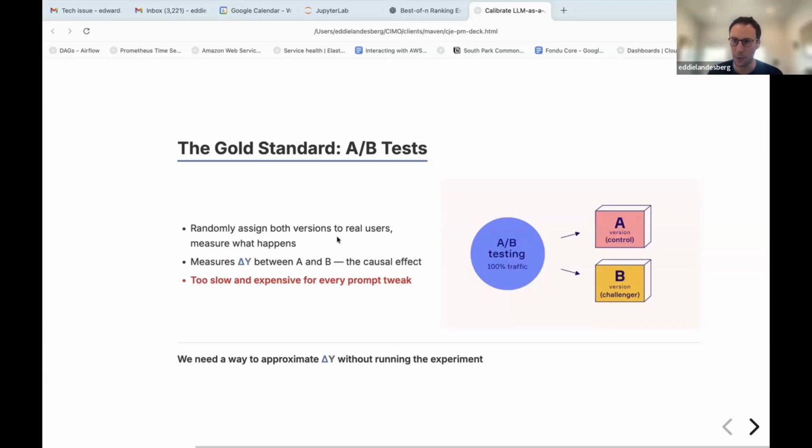The problem with this for LLM evaluation is that it's way too slow and completely impractical for most teams. Most teams don't have the traffic, they don't have the sophistication. And also, the LLM space moves super quickly. If you run an A/B test on the newest model from Anthropic versus the last one, by the time that A/B test ends, they will probably have released a new one. So we need something that's faster and that can work offline.